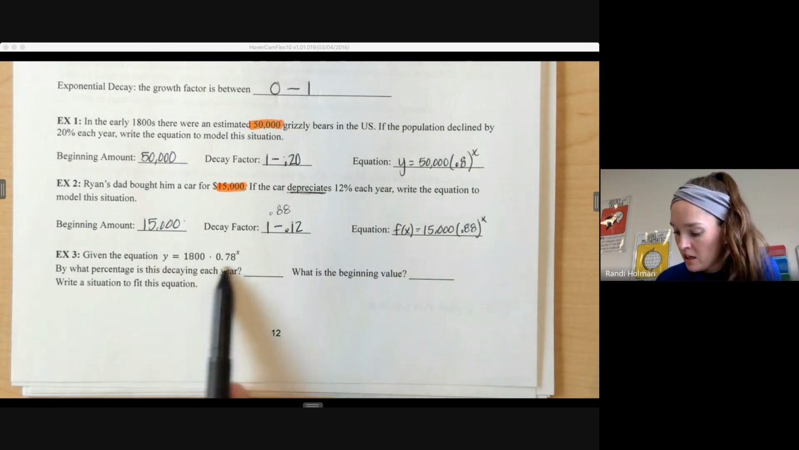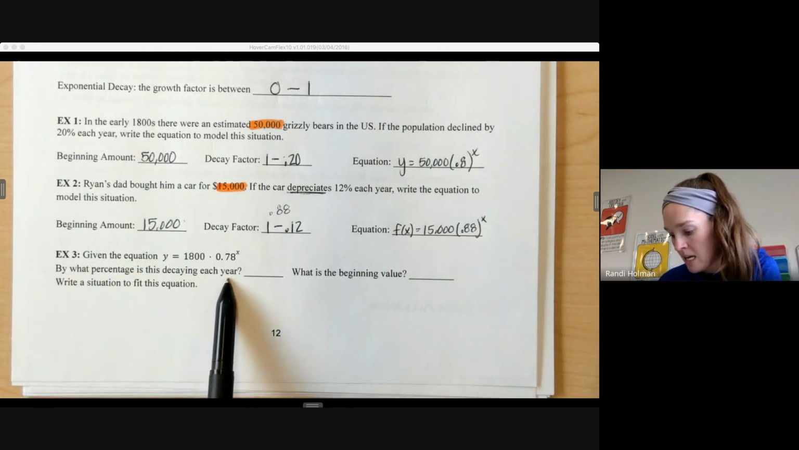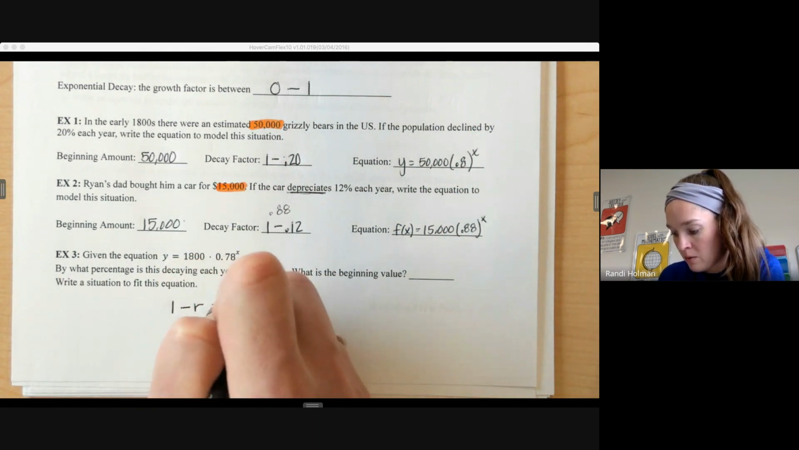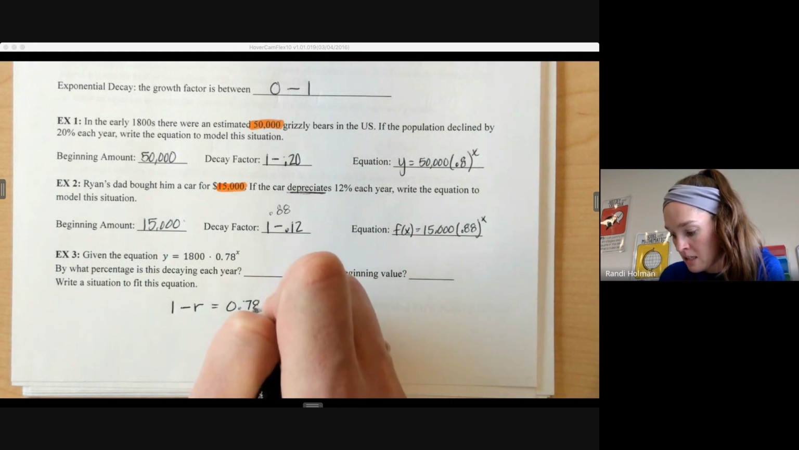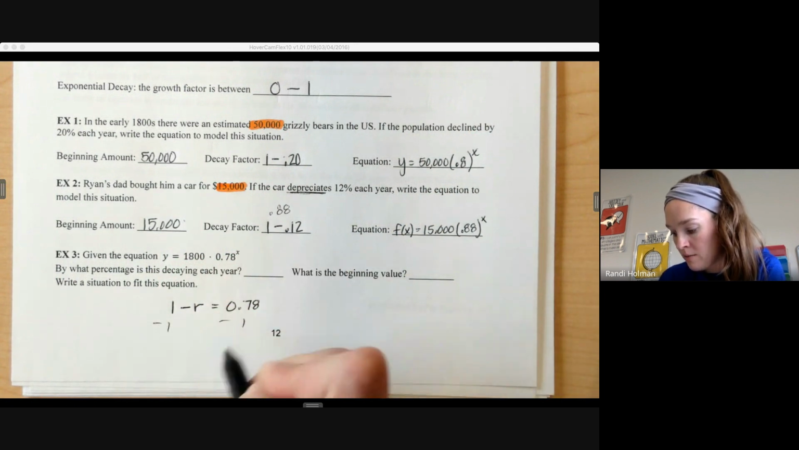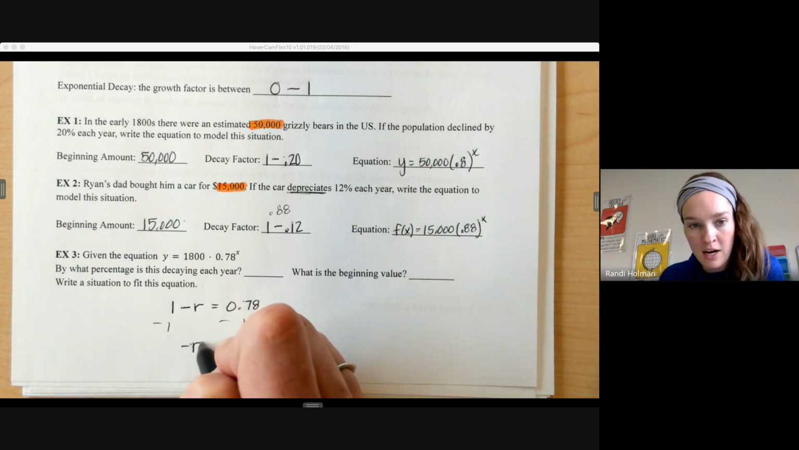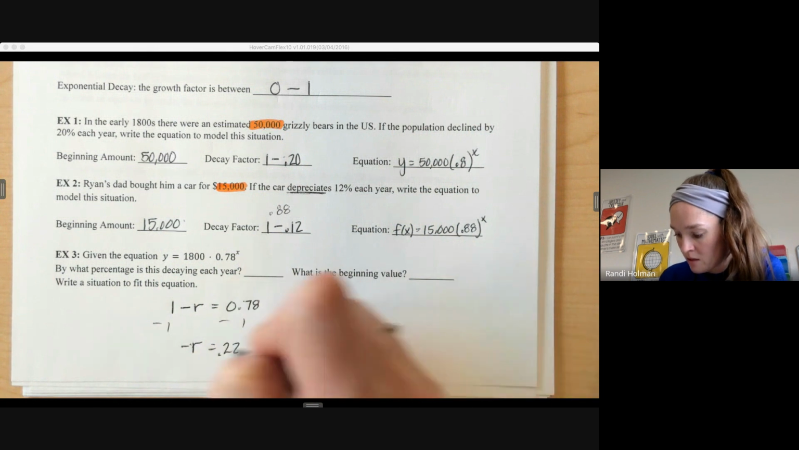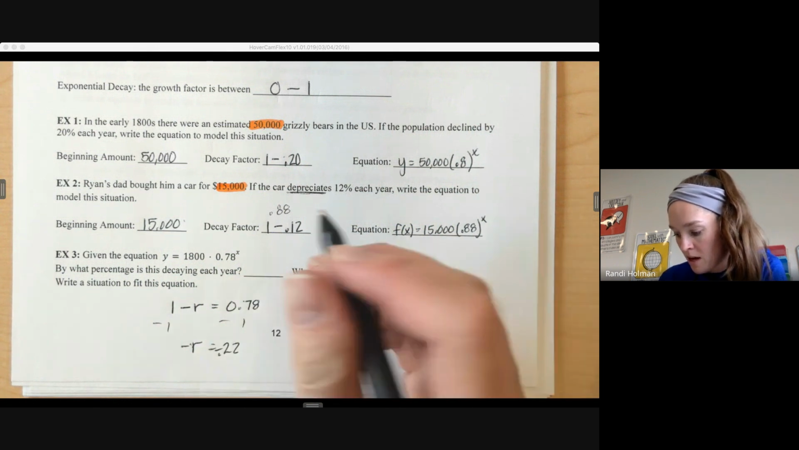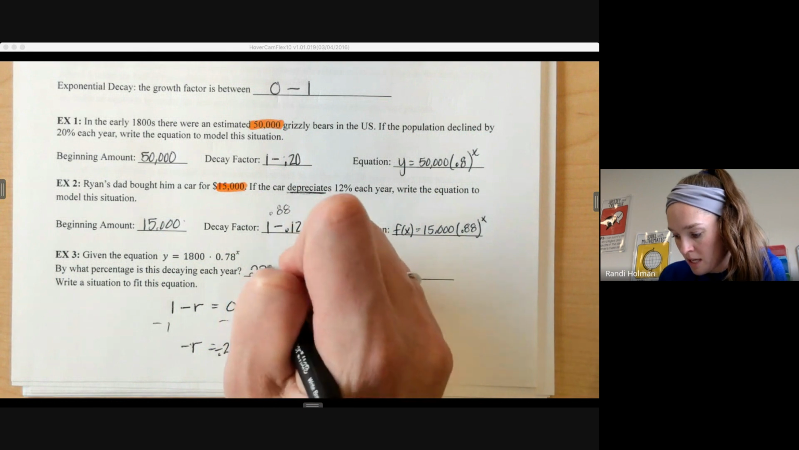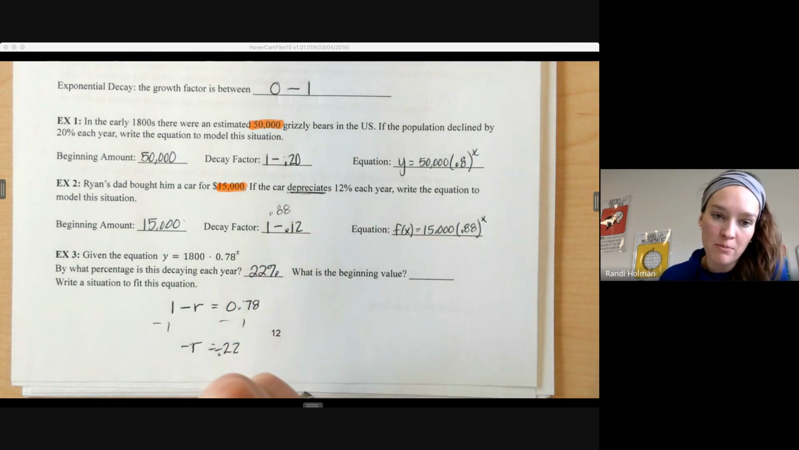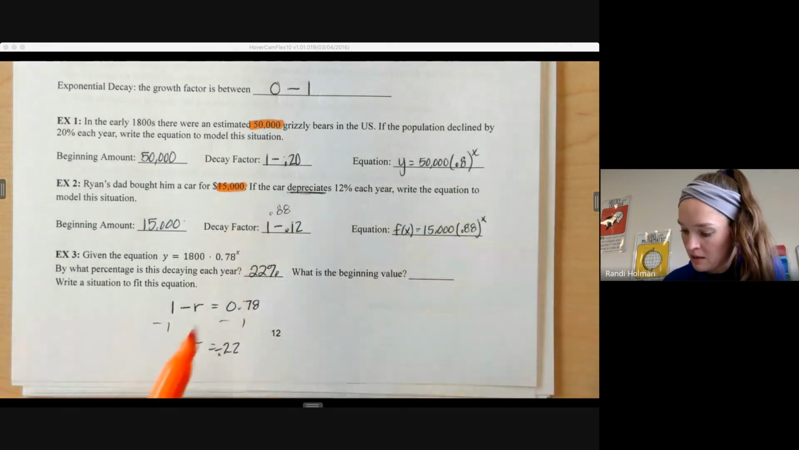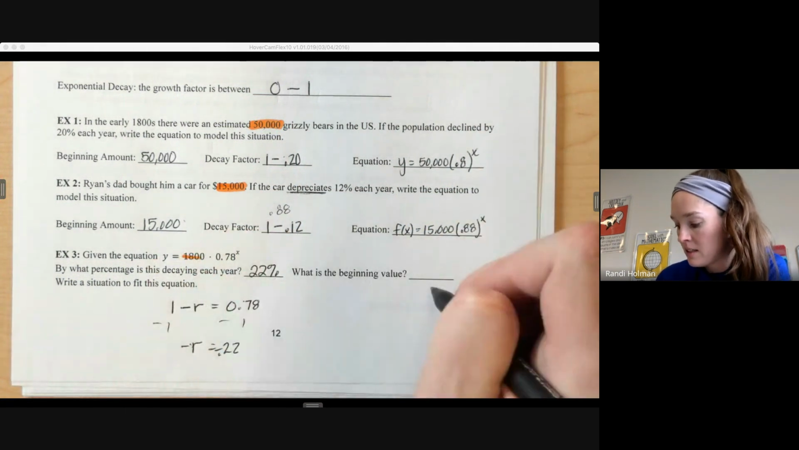Okay, so we have our equation here. By what percent is this decaying? So we're thinking 1 minus something, our rate, is equal to 0.78. Okay, so if we subtract 1 from both sides, I get that my negative rate is negative 0.22. So that means our rate is 22% that it's decreasing by. We're left with 78%. That means we've lost 22%. And what was the beginning value? The beginning value is this guy right here. So that's 18,000.